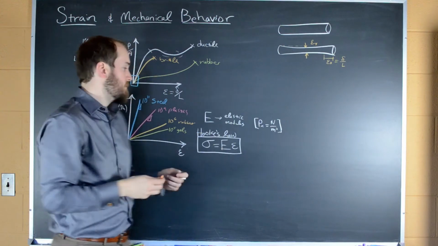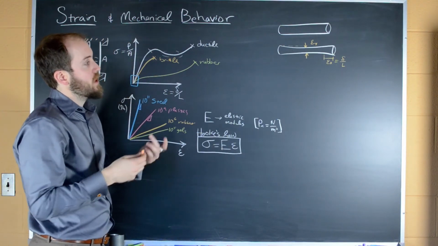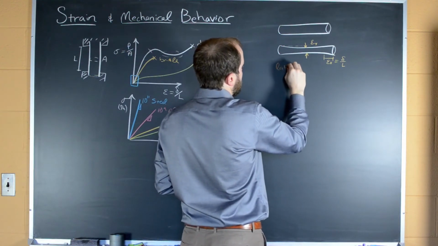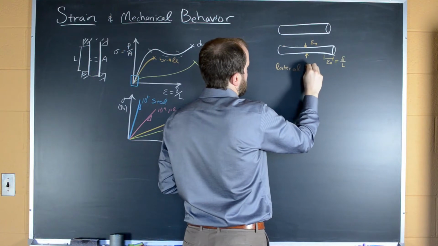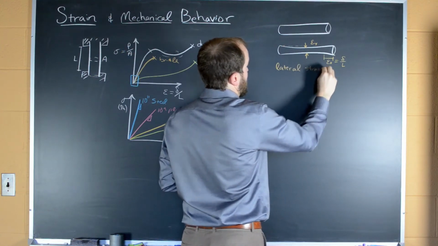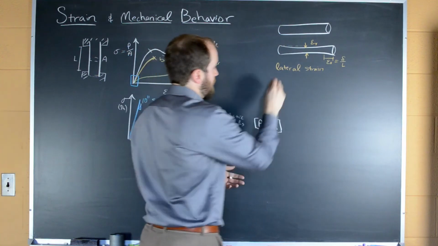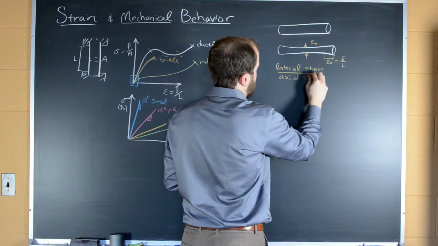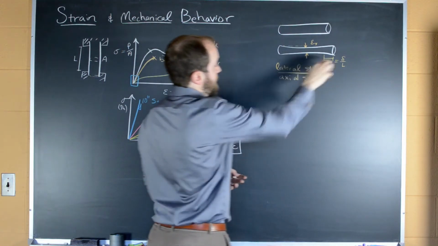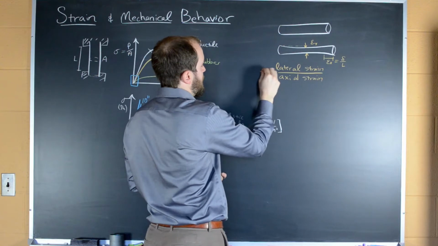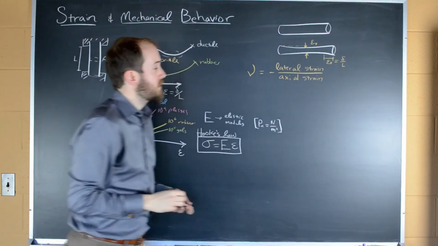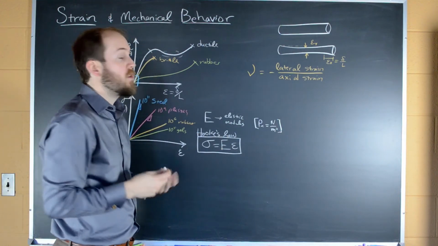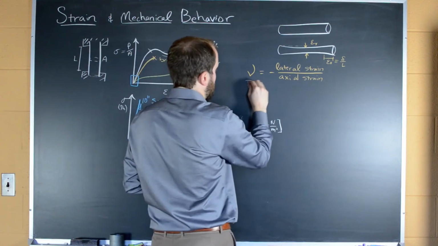And so it turns out that what we can describe is a ratio of the lateral strain, so in this case the epsilon y, to the axial strain, in this case it's epsilon x. And we can define that the negative of this ratio will be given the Greek symbol nu. And nu is what's described as Poisson's ratio.